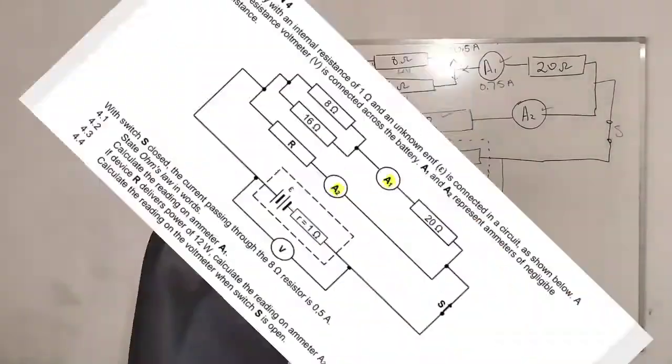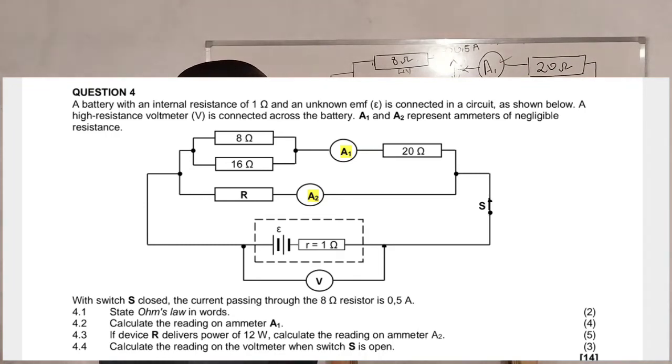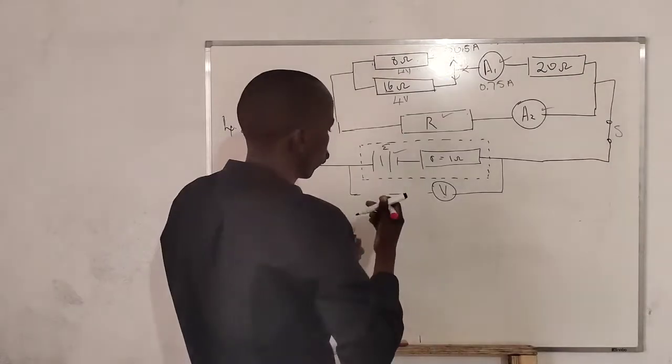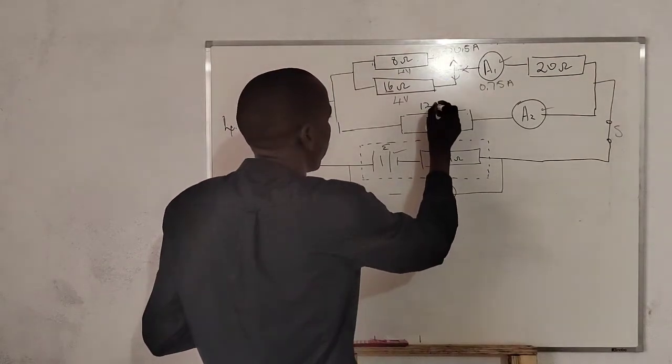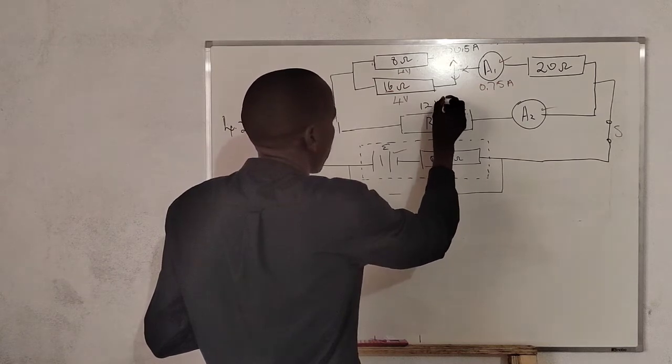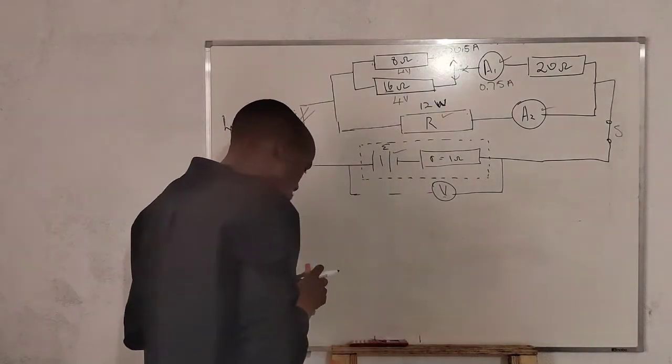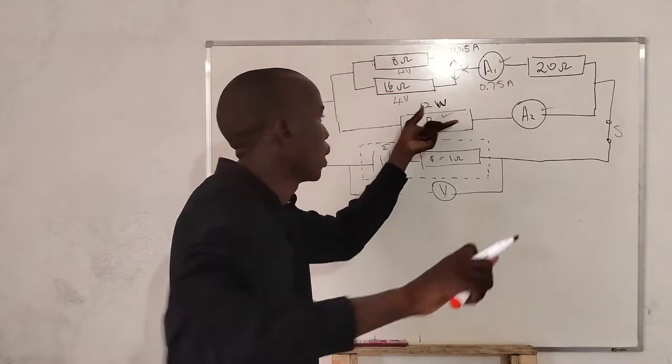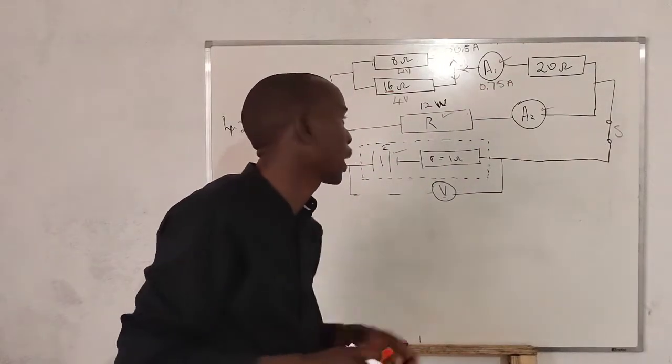The next question requires us to find the reading on ammeter A2. It's a very interesting question with 5 marks. The power dissipated by this resistor is 12 watts. Remember, power is measured in watts. We want to find the current passing through A2. This is the ammeter. Remember that.